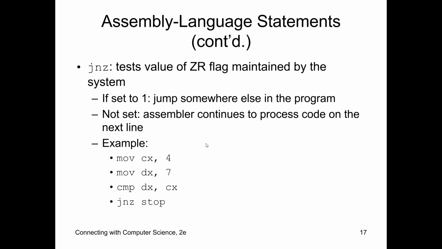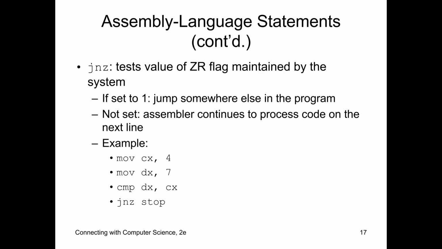The JNZ is a value flag maintained by the system, and this is to jump someplace else in line. So if it's set to 1, it's kind of like a go-to statement. If it's not set, then it goes in line.